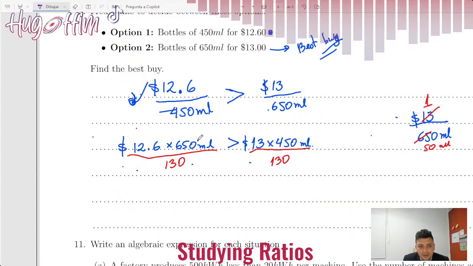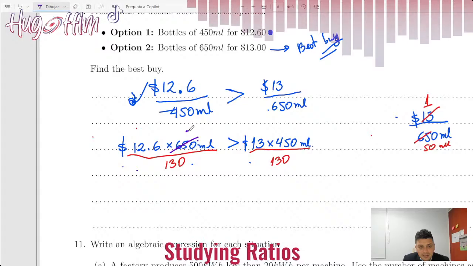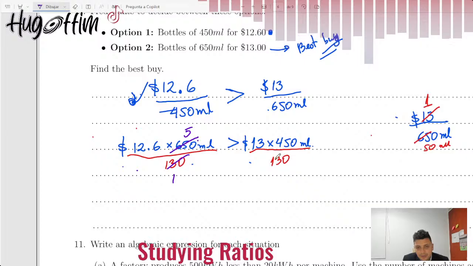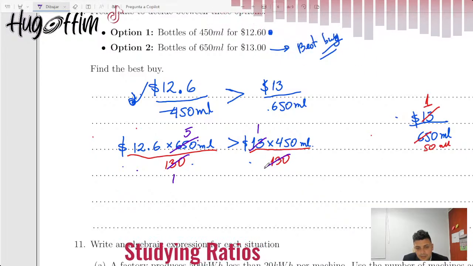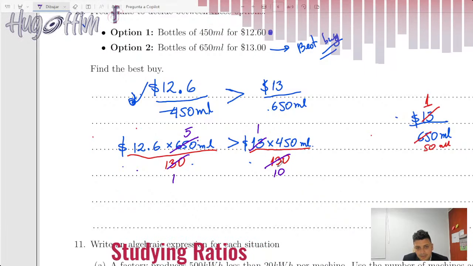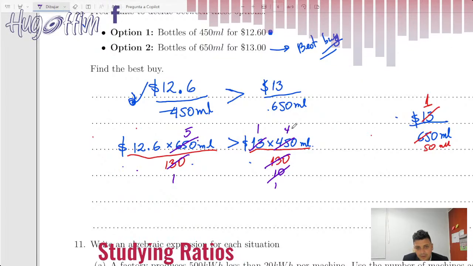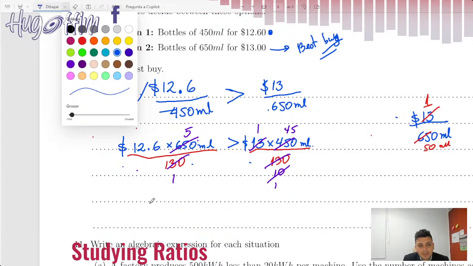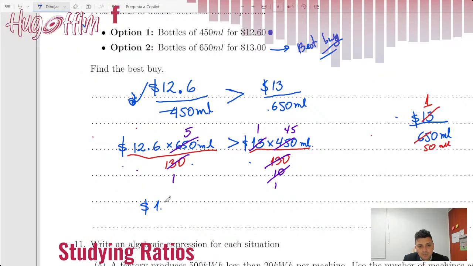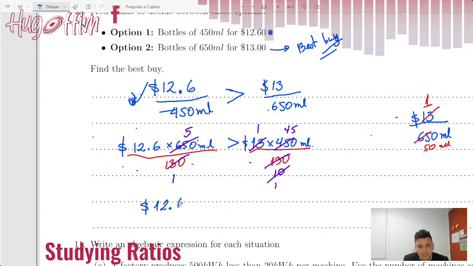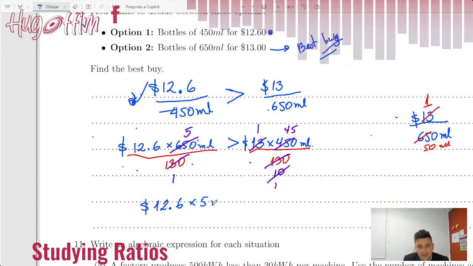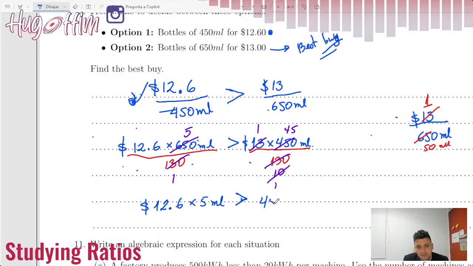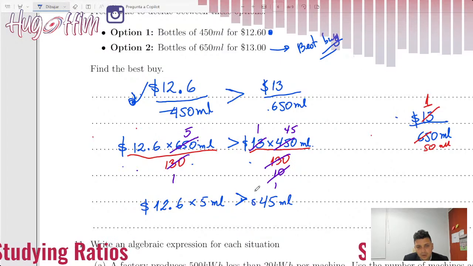650 over 130, I'm gonna get 5. And here 13 divided by 13, 1. This is going to be 10, and 450 divided by 10, 45. So I got that my inequality becomes $12.6 times 5 milliliters greater than $45 milliliters.